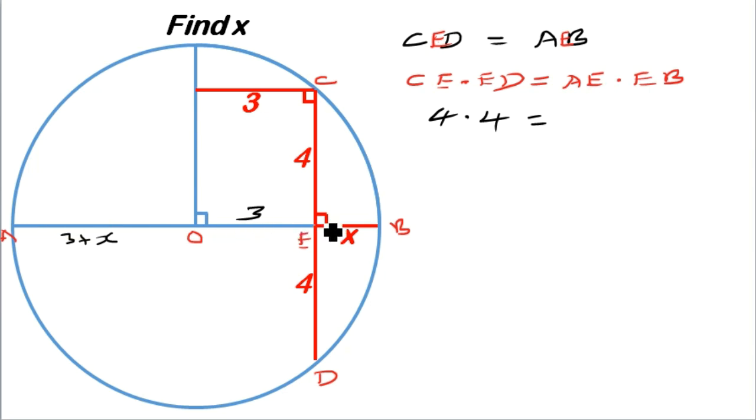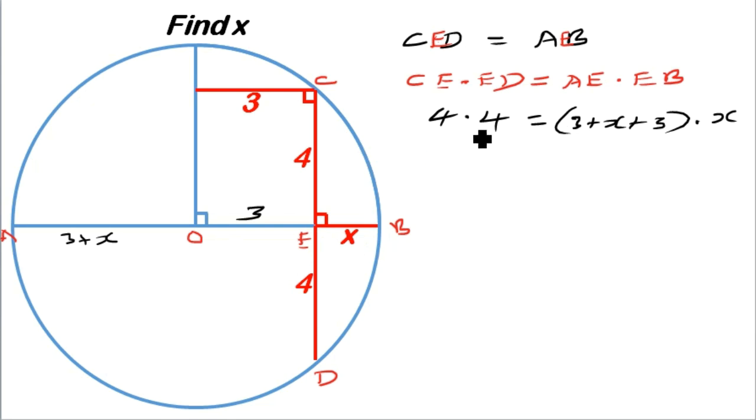From A to E, you can see it is 3 plus x, then plus 3. That is the whole length from A to E. From A to O is 3 plus x, then from O to E is 3. So if you add the 2, you get the length from A to E. Then it is times E to B, which is x.